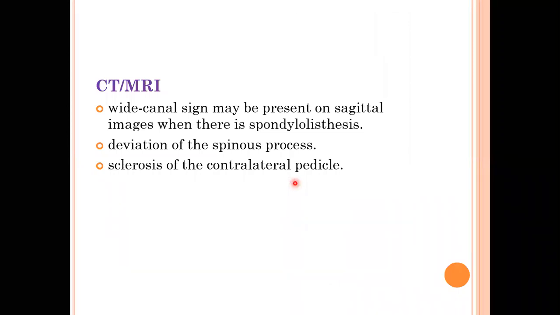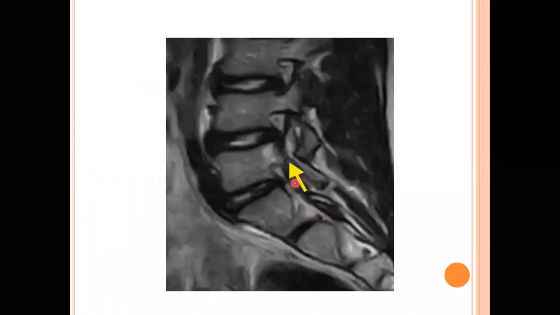CT and MRI: there is a white canal sign that may be present on sagittal images when there is a spondylolisthesis, deviation of the spinous process or sclerosis of the contralateral pedicle. This is the MRI still image showing the pars defect, the lucent line with bone marrow edema.